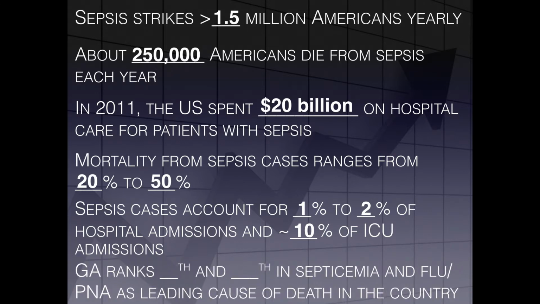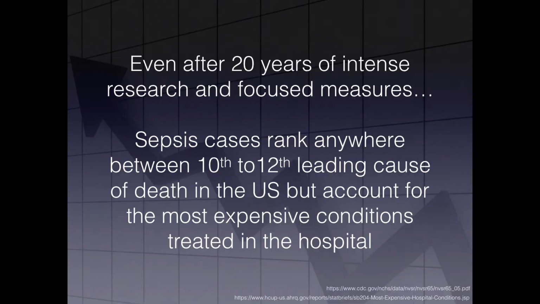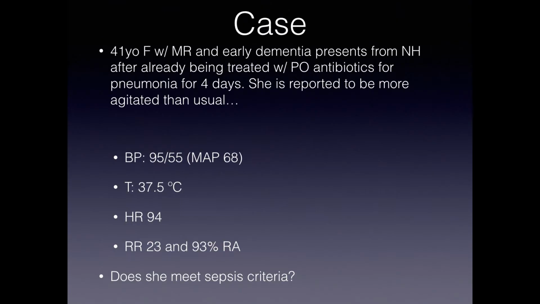Hitting close to home, Georgia ranks 7th in septicemia and 29th in flu and pneumonia as leading cause of death in the country. Even after 20 plus years of research and focus on sepsis measures, it still ranks around 10 to 12 as leading cause of death in the country. And the even bigger thing is it's number one in cost of care for anything. It even outweighs the cost of caring for cardiac arrest, MIs, and stroke.